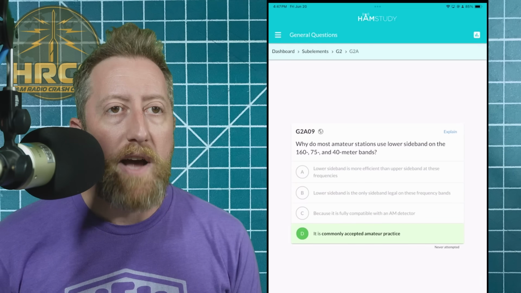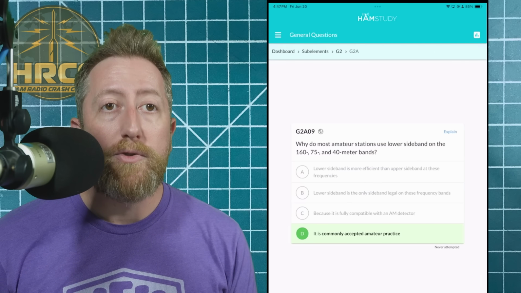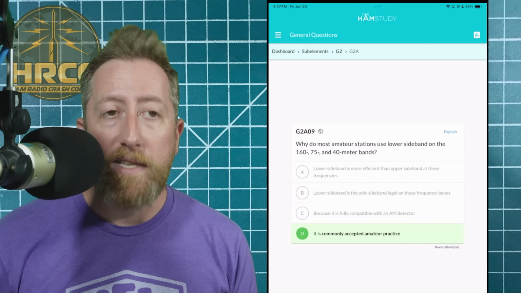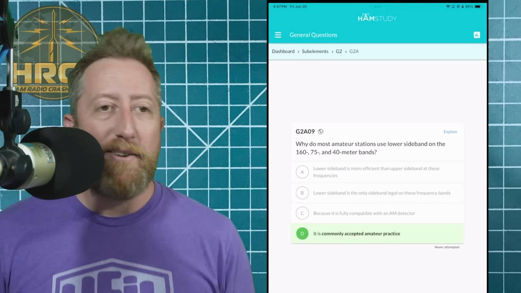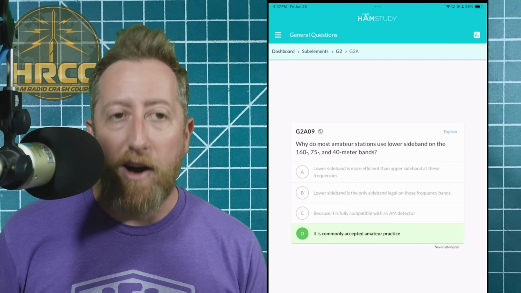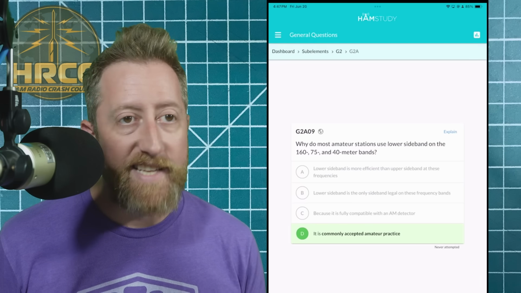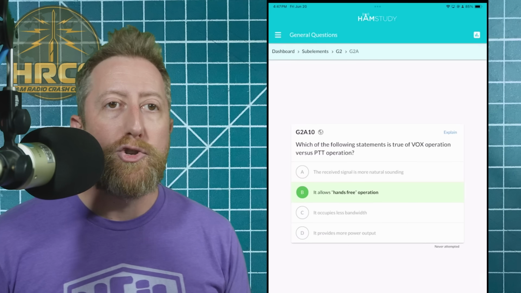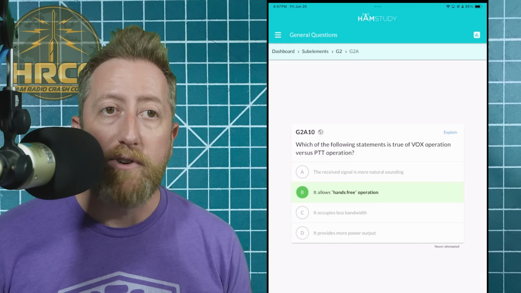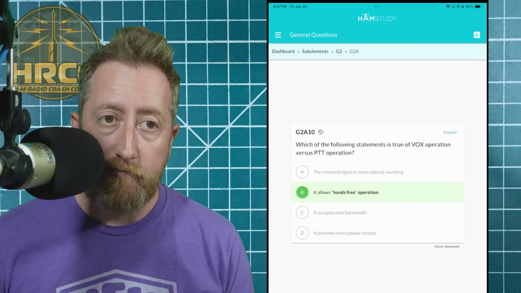That's all it takes. Number 9, why do most amateur stations use lower sideband on the 160, 75, and 40 meter band? And there we go. We're calling it out for accuracy. D, it's a commonly accepted amateur practice. That's it. Commonly accepted.